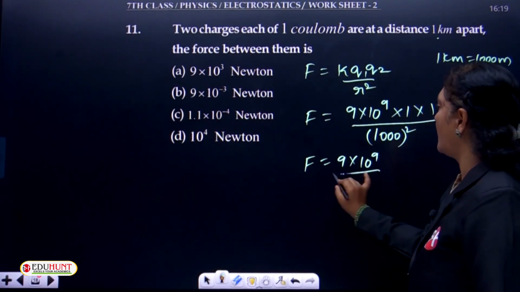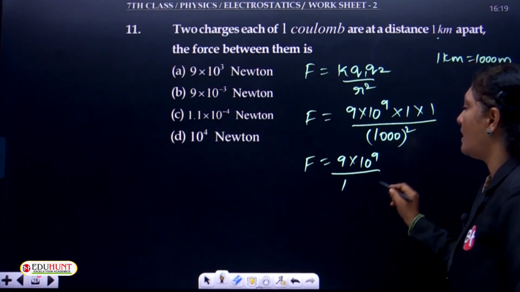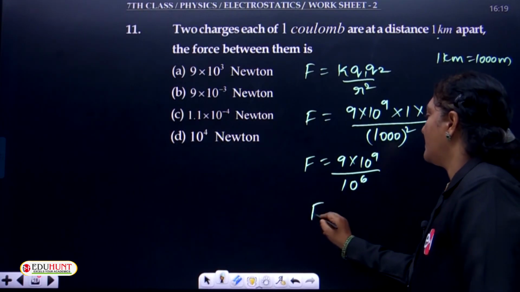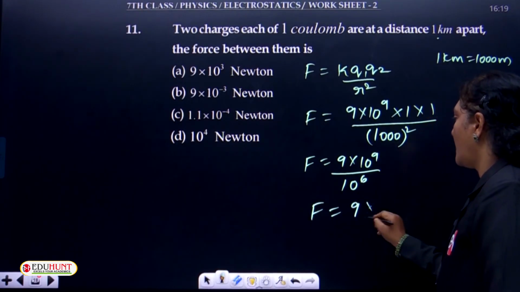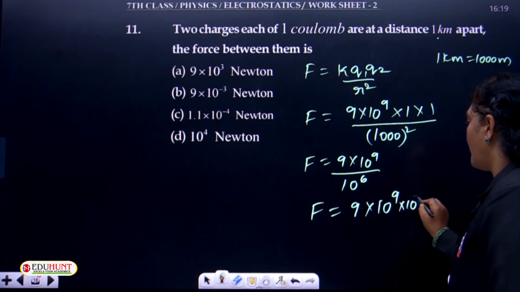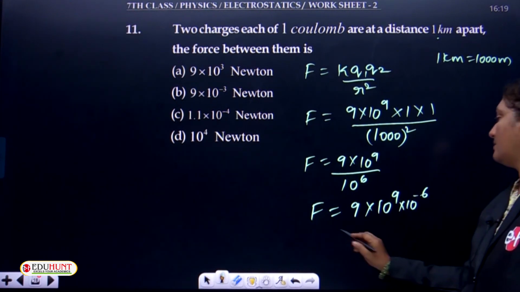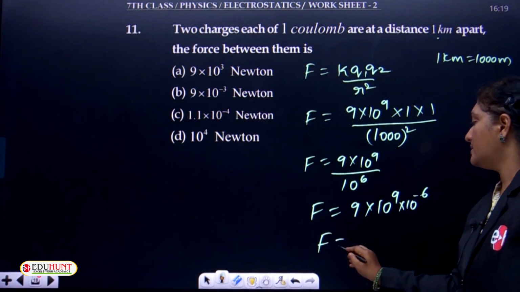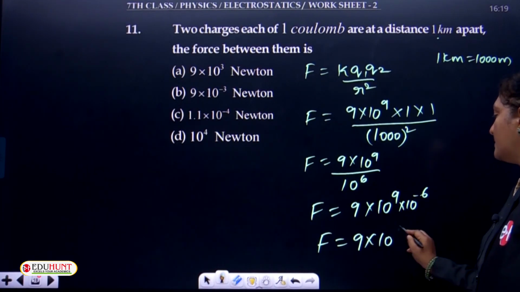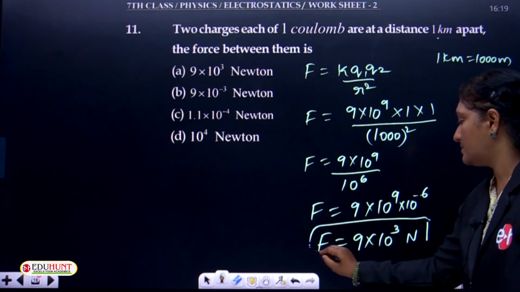Hence, the value of F is found to be 9 into 10 power 9, 1 into 1 is 1, upon 1000 is 10 power 3. So 1000 into 1000 is 10 power 6. Further simplification gives F is equal to 9 into 10 power 9 into 10 power minus 6. 10 power minus 6 going to the numerator will become 10 power minus 6. Hence, the value of F is found to be 9 into 10 power 9 minus 6, that is 3, so 9 into 10 power 3 newtons.